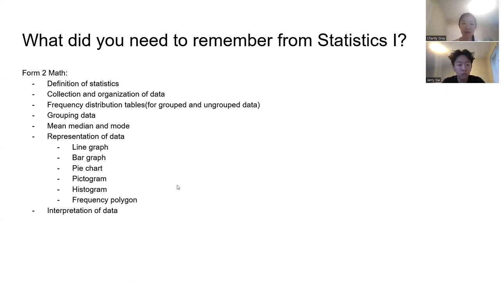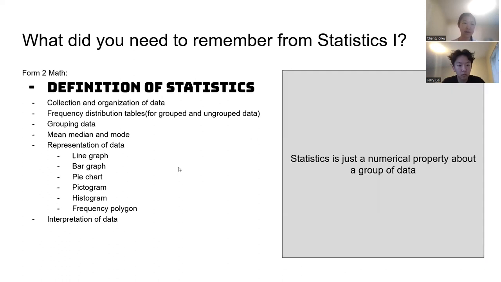So first, you should be able to remember the definition of statistics. Statistics is just a numerical property about a group of data. For example, right now in your classroom, there might be a lot of people. Count the number of people in your room, and then you'll have a number, and this number will be a statistic about the people. Right now, in this recording, we have two people. There's me, and then also Jerry. And so the number 2 is the statistic.